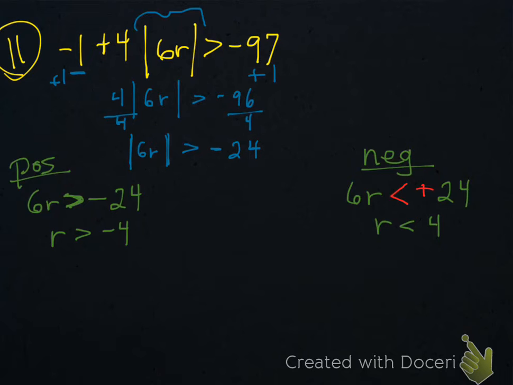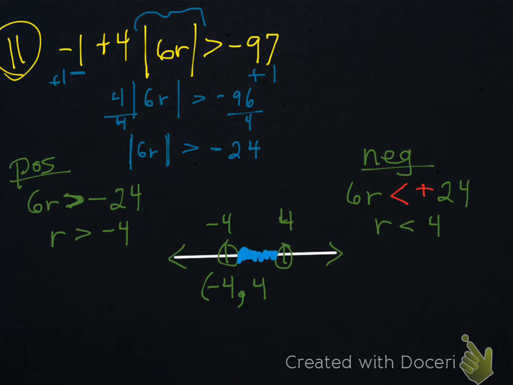Now let's do our number line. Okay, -4 is on the left, positive 4 is on the right. Both of them get open circles because they both are just plain old greater than, less thans. -4 shades to the right and positive 4 shades to the left. Cool. So we have a sandwich there. So I've got a parenthesis with a -4 and another parenthesis with my positive 4.